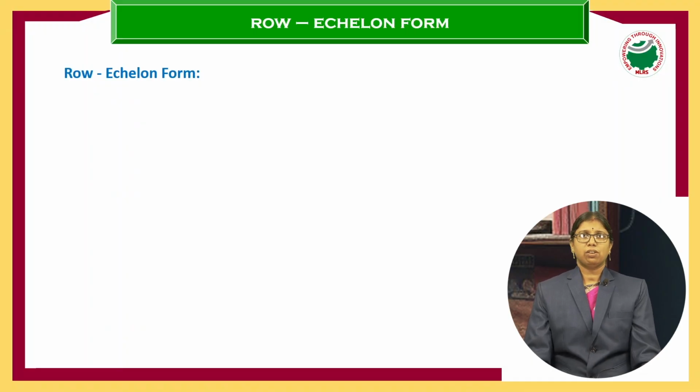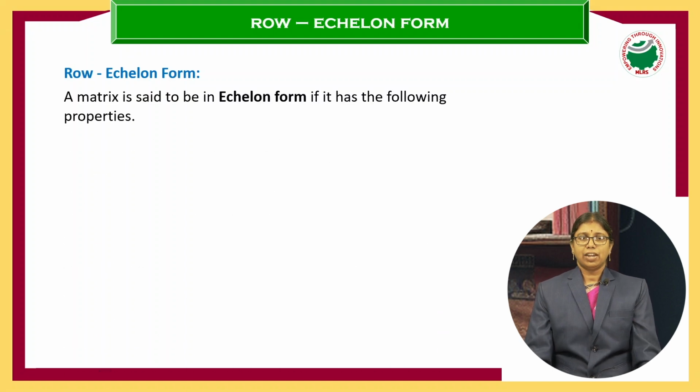Why are we using row echelon form? Here we have to apply row operations only to convert the matrix to echelon form. So it's a special type of matrix. Echelon form means if any matrix satisfies three conditions, then we can say that such a matrix is in echelon form.